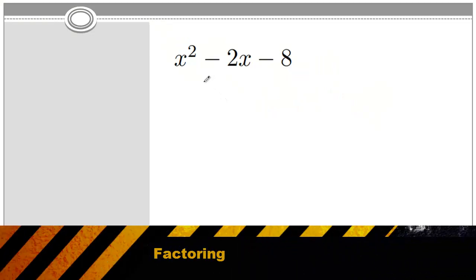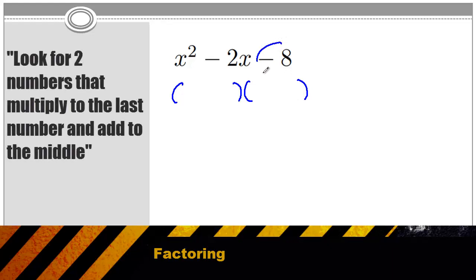If you have a quadratic expression that you want to factor, meaning that you want to return it back to its two parentheses state before the two parentheses were multiplied, you can do that by looking for two numbers that will multiply to the last number but add to the middle number. And it may be helpful to start with a list.